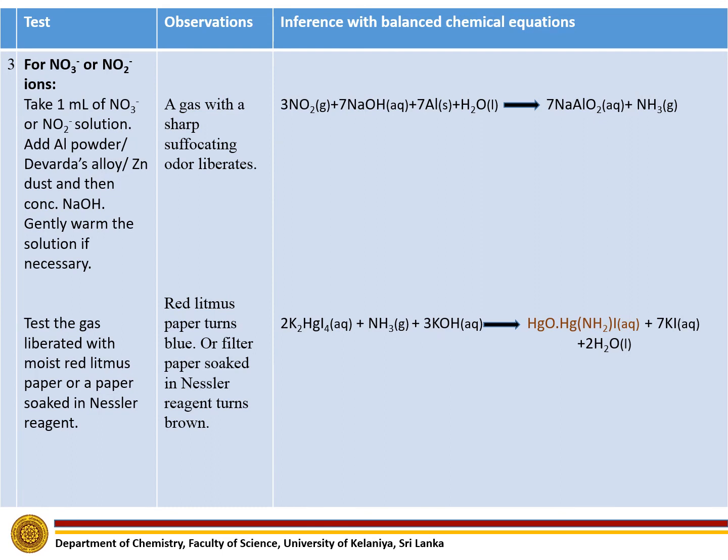In the experiment, we can observe a gas with a sharp suffocating odor, which is ammonia. Ammonia is a basic gas, so it can change the color of red litmus paper into blue, or filter paper soaked in Nessler's reagent can be turned brown by ammonia.